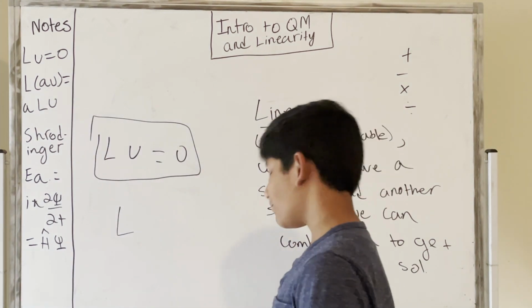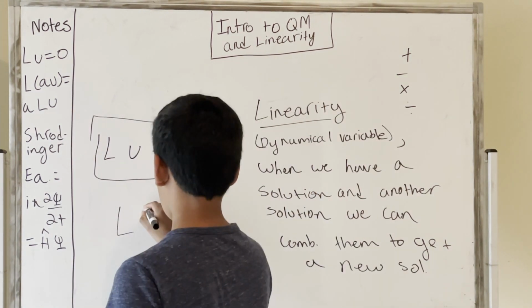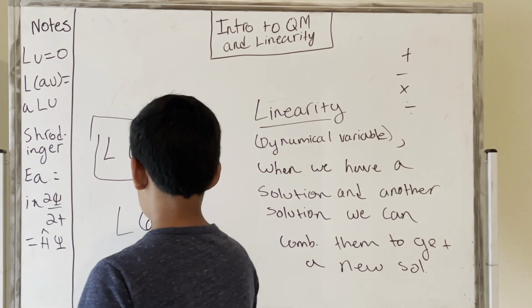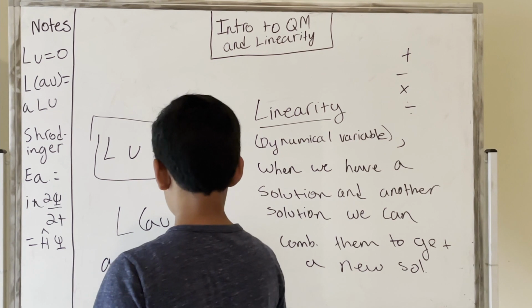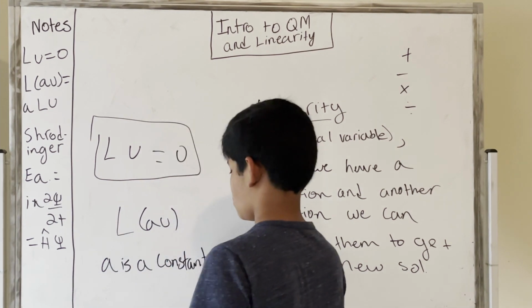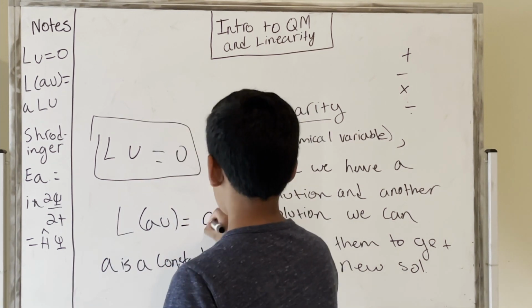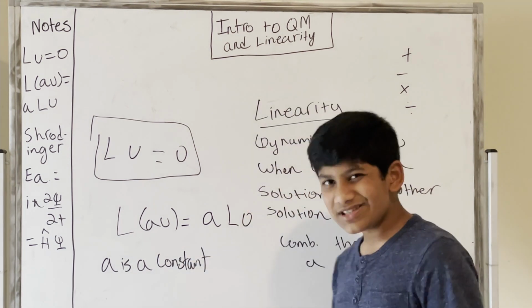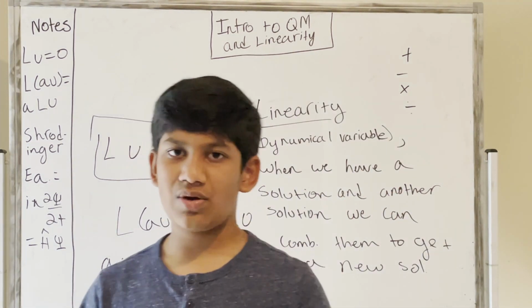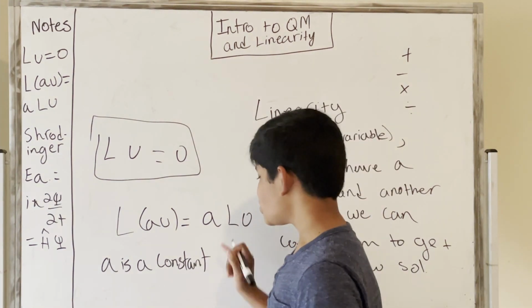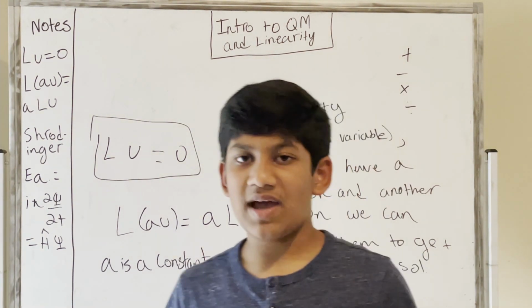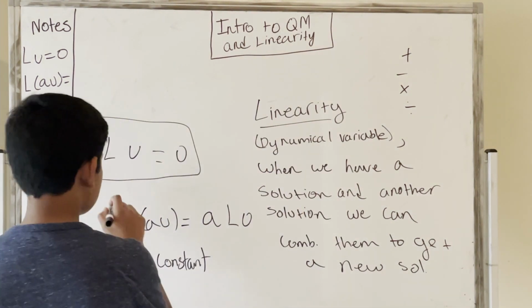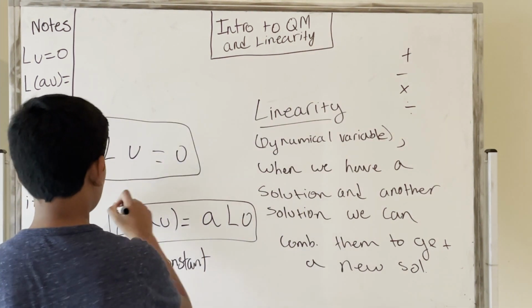The linear operator times, let's say we have a u, where a is a constant. Well, this is just a times the linear operator u. So this is kind of reminding us about integration. When we had integration, we just took the constant that's multiplied out. So this is another law.